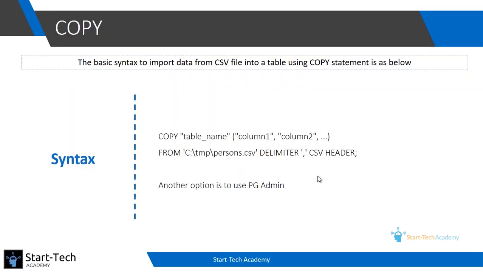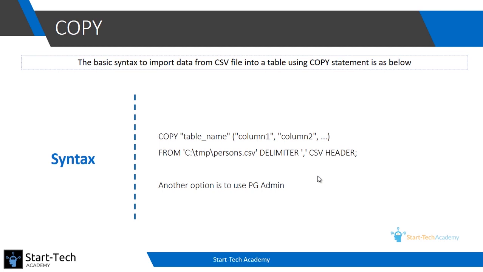Let us now learn how to import data from a file into a table. This can be done using the copy command. The syntax of the copy command is copy, then the table name, and then you mention the columns in which the data is to be imported. Then you give the location of the file, you specify the delimiter. The delimiter is the symbol which is segregating different columns of your data.